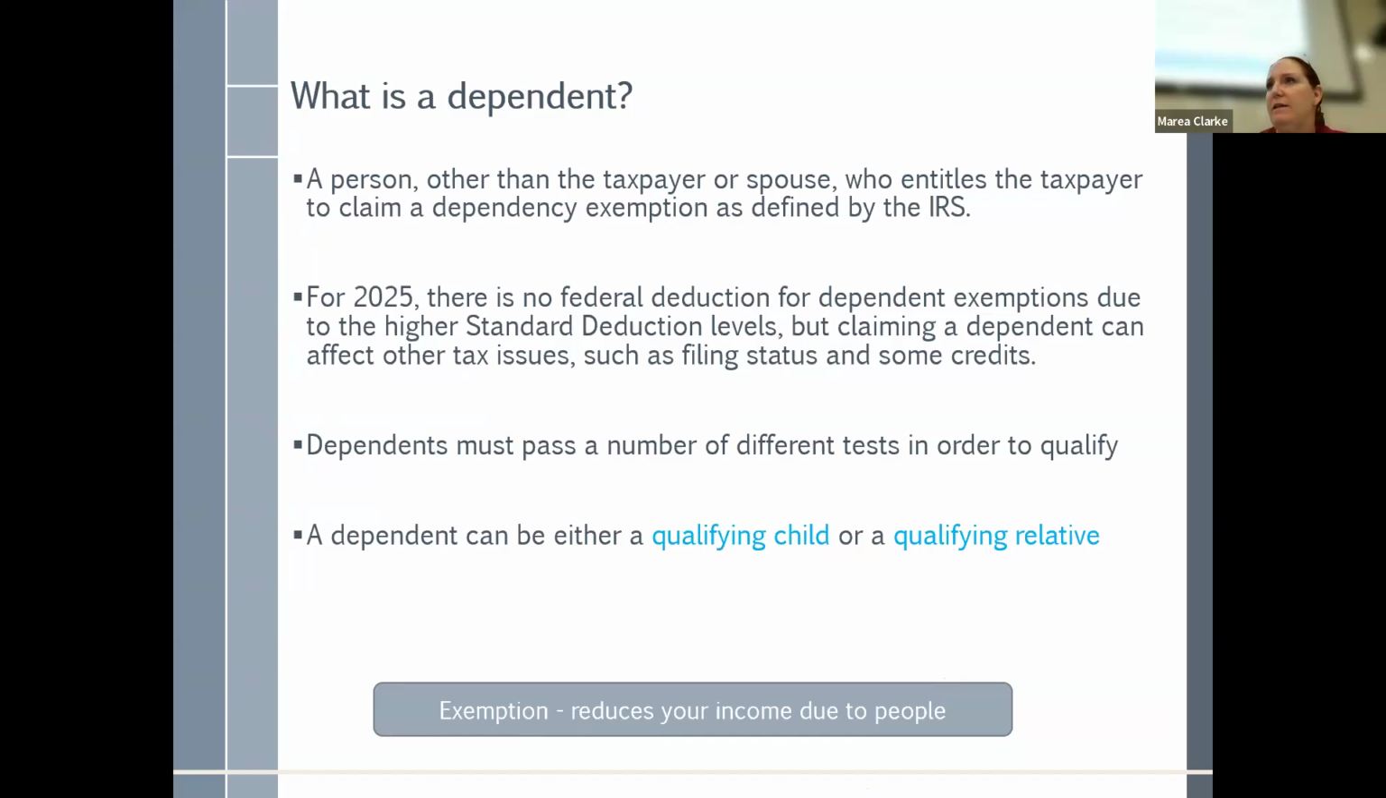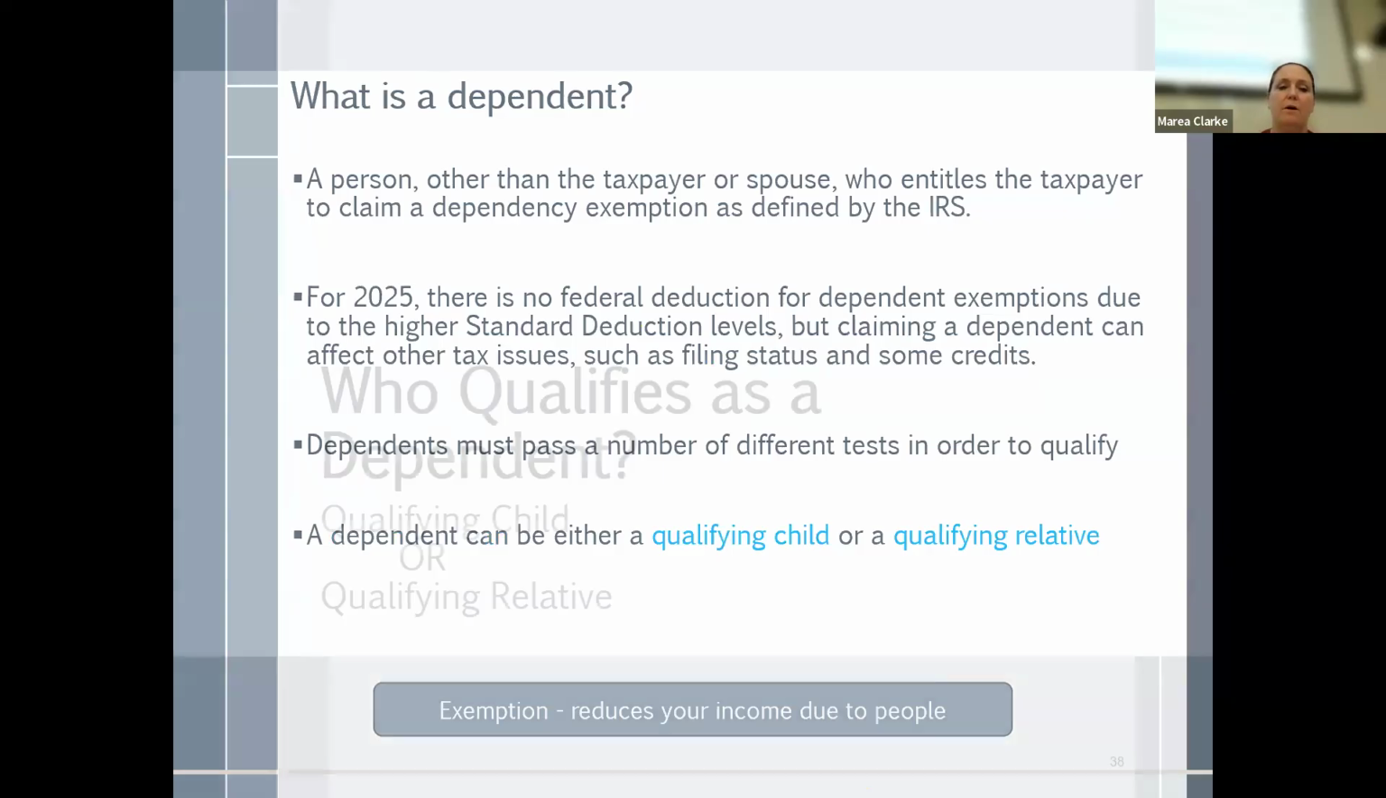So there are a number of tests that a dependent has to pass to be able to qualify. This is really kind of a handshake. The dependent has to meet these tests, and the person claiming them also has to meet some tests. And if they both are met, then there can be a dependent that is claimed. For those tests, there are two sets. There's a qualifying child test, and there's a qualifying relative test. So we're going to talk about what those are.